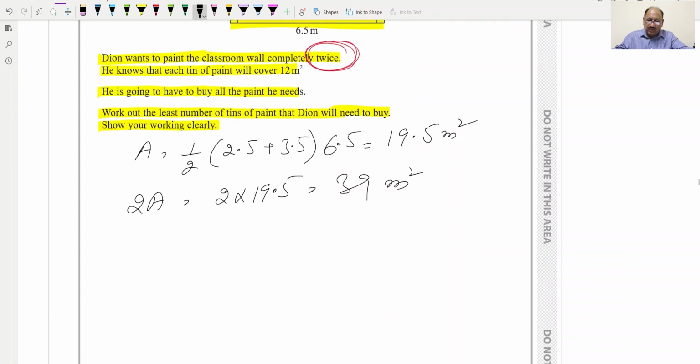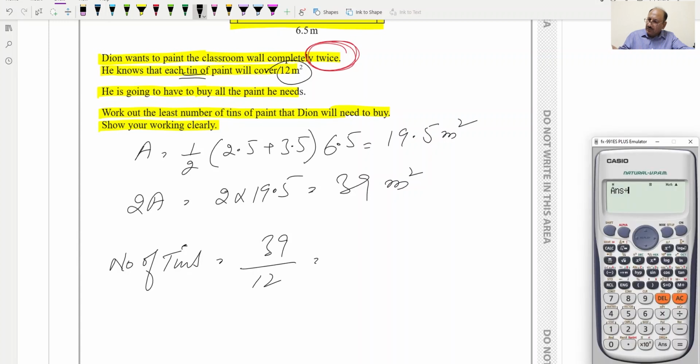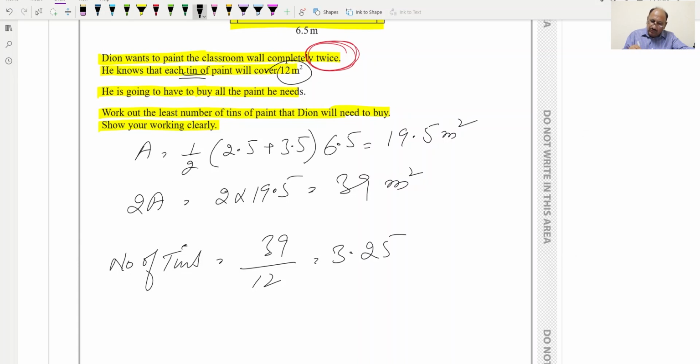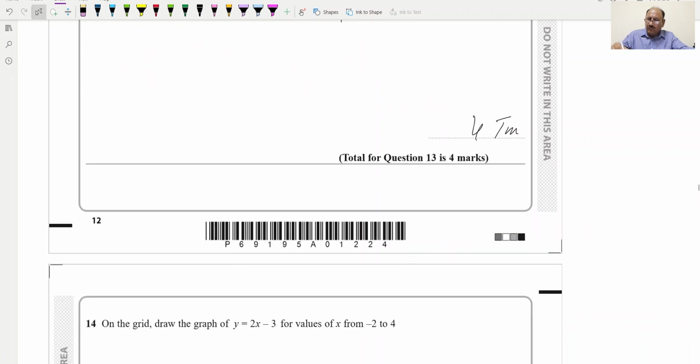Now area is 39 meters squared, and 12 meters squared covers 1 tin. So number of tins will be equal to 39 divided by 12, and this will be equal to 3.25. Now 3 tins are complete and 0.25, a quarter, is more, so 3 will be insufficient, so we round it up to 4 tins. 4 tins will be our final answer for this 4-mark question.